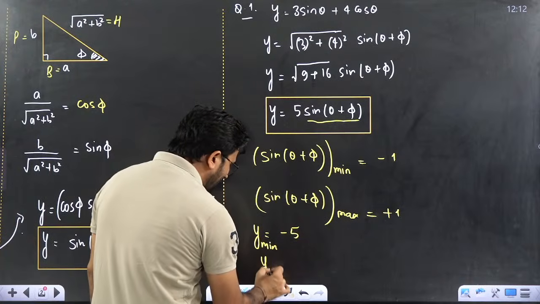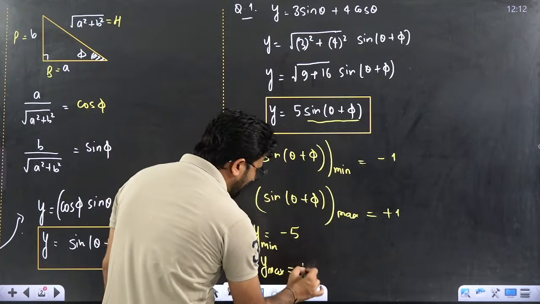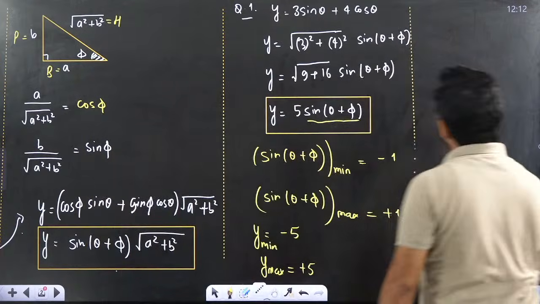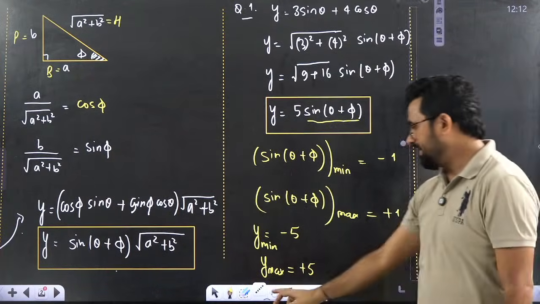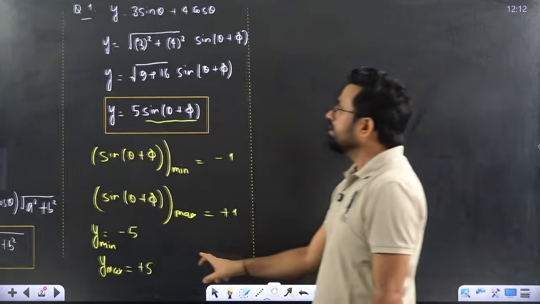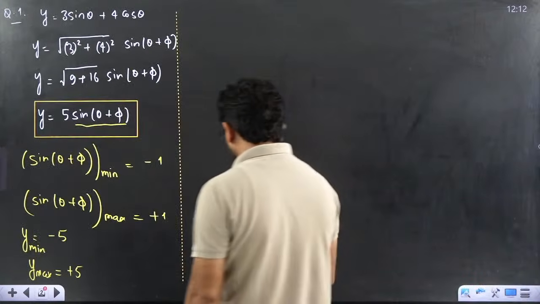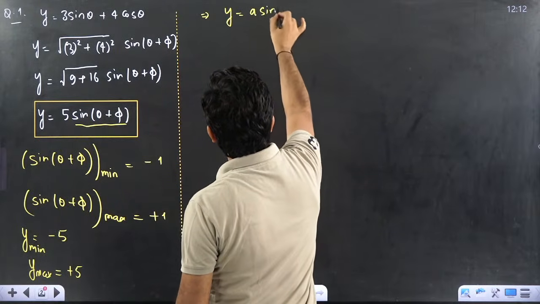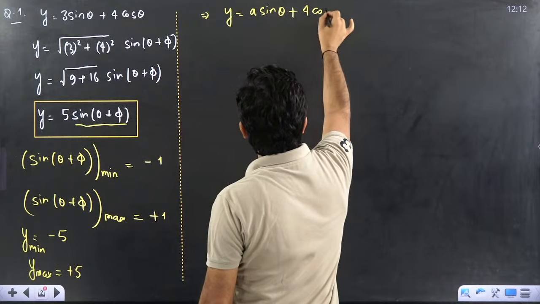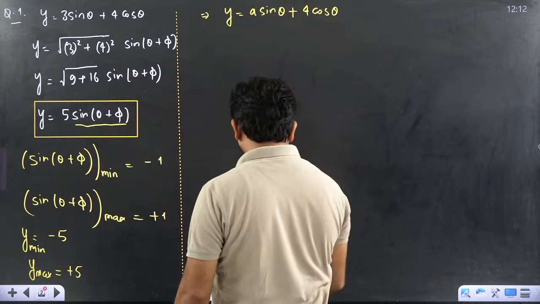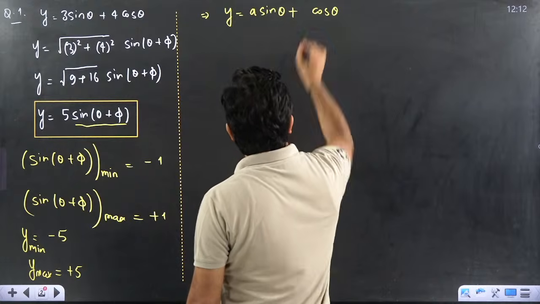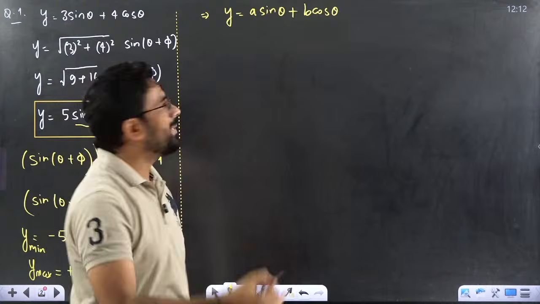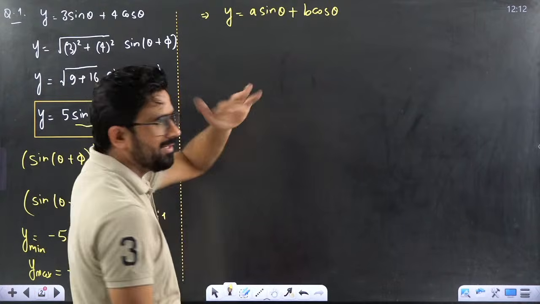What is y maximum value? That is equal to plus 5. So what you learn from this concept is very simple. I am summarizing that complete concept in one line. That is, if this expression is given to you, whenever the question is y equal to a sine theta plus b cos theta, in this part, first understand carefully.